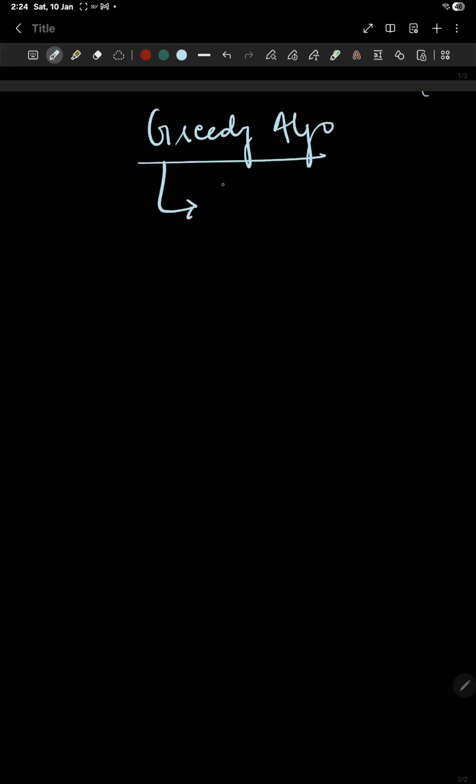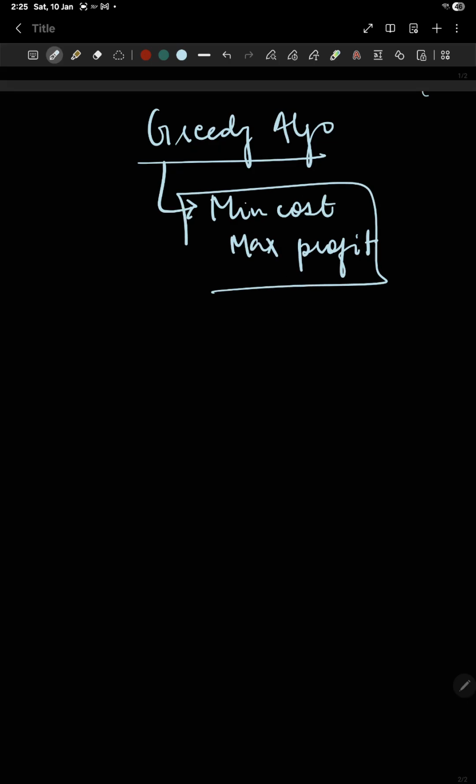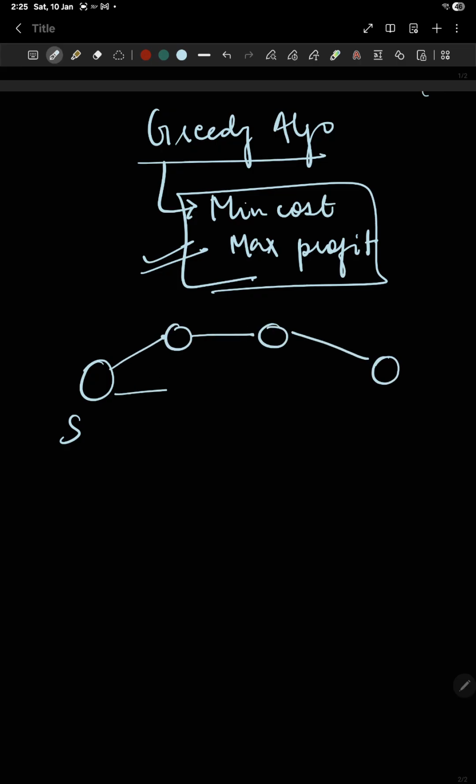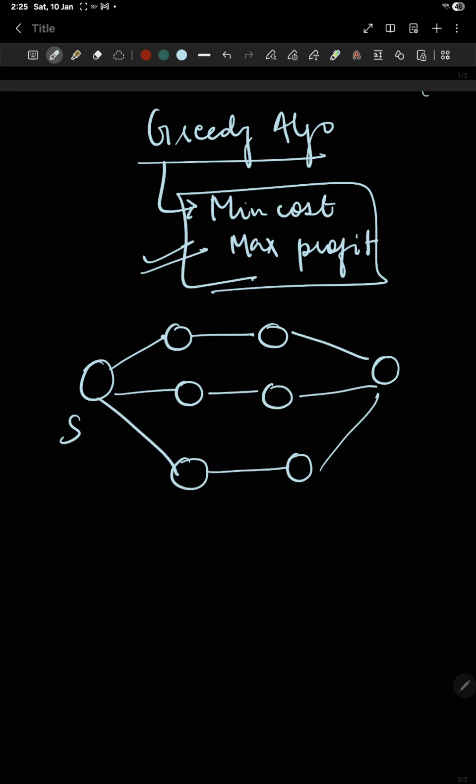The basic principle is that it follows minimum cost and maximum profit. This is the principle that it follows. For example, this is the source and this is the destination. It has to go through these paths, and it has its costs like 5, 10, 15. It follows the minimum cost. So what is the minimum cost? It is 5, so it will follow this path.